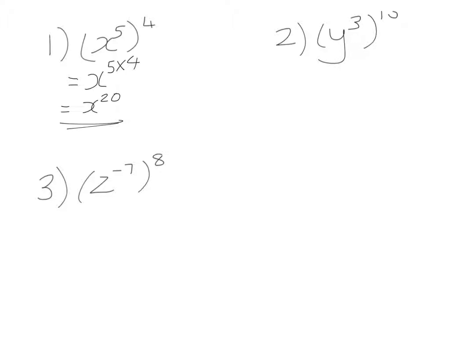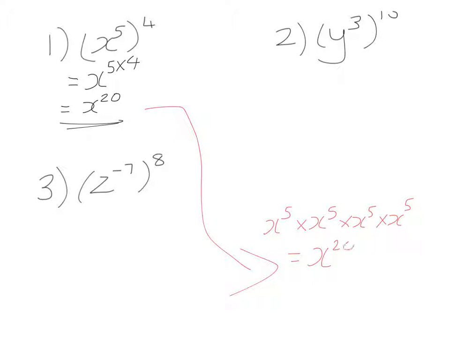If you couldn't remember that property in an exam, x to the power 5 to the power 4 means you're doing x to the power 5 times x to the power 5 times x to the power 5 times x to the power 5. And if we apply the law of indices when we're multiplying, we would just add all those together to get x to the power 20. It doesn't matter which way you choose. This way is obviously faster, but here's a strategy for if you forget.